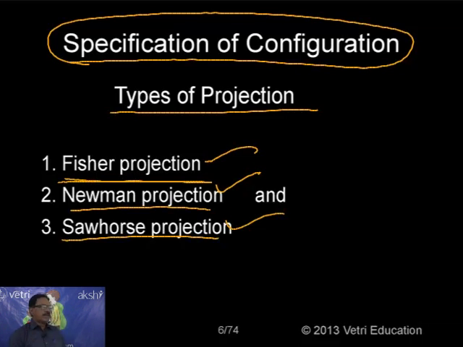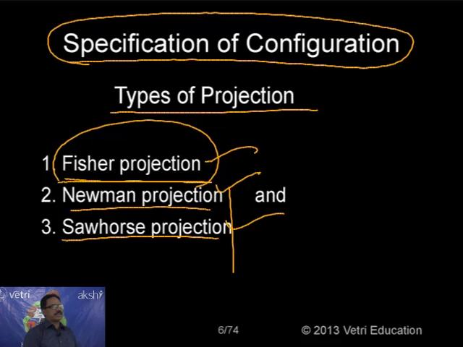Here, the most important information is that Fischer projection is commonly used to write the structure. That means a three-dimensional molecular structure we write on a two-dimensional board or notebook. I will be discussing it in detail. Whereas Newman projection and Sawhorse projection are commonly used in organic chemistry to study stereochemistry, especially stability and reactivity, all these things, only with the help of Newman and Sawhorse projections. So in this class, I am going to discuss what is Fischer projection, what is Newman projection, what is Sawhorse projection, with a suitable example, how to represent three-dimensional molecules on a two-dimensional board or notebook.